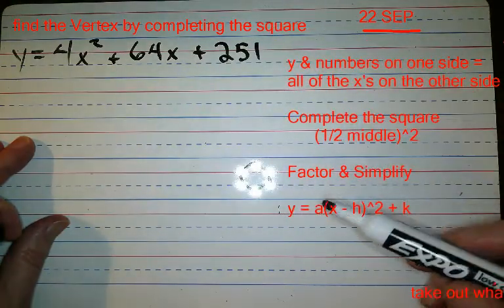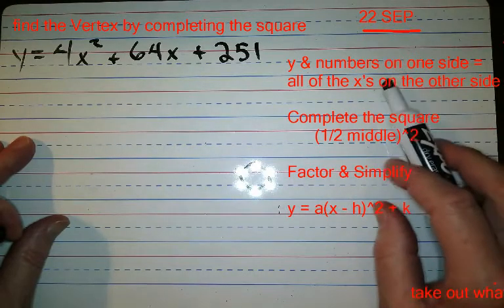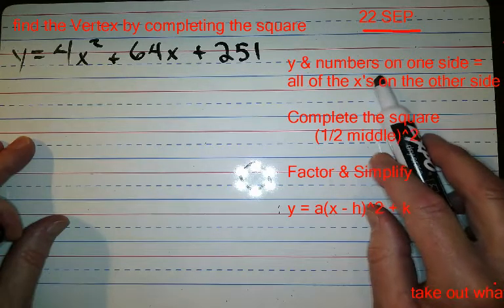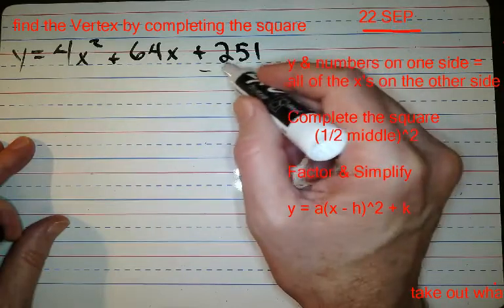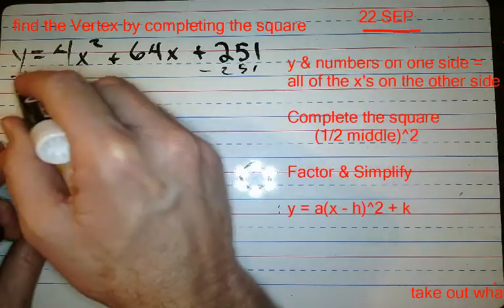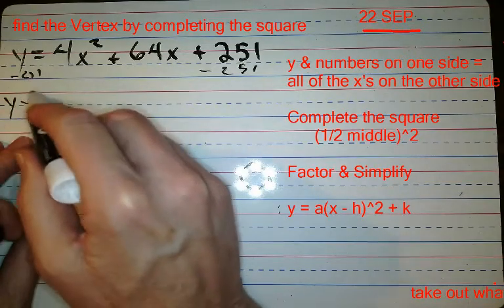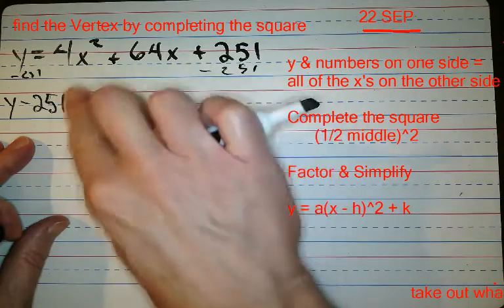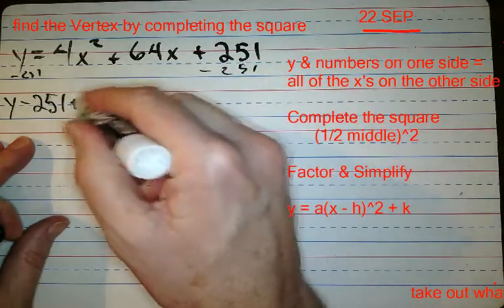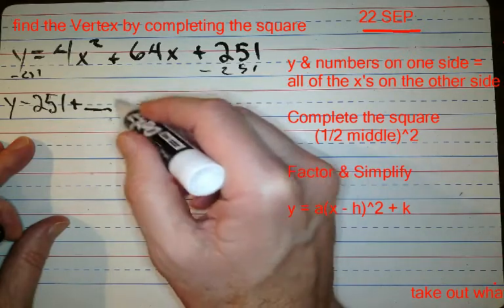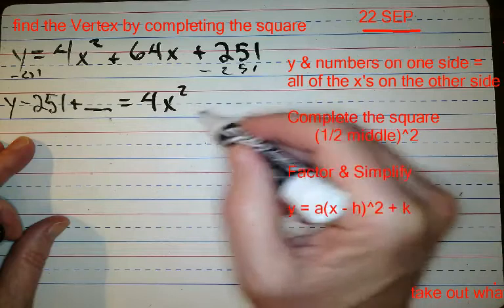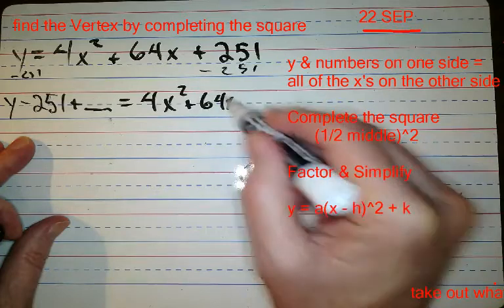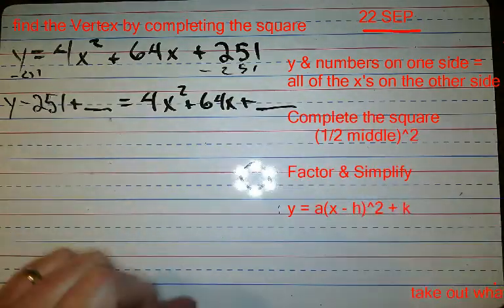Well, we start off doing it the same way we started off yesterday. The y and the numbers have to be on one side, and then all the x's have to be on the other side. So let's do that. Subtract 251. Y minus 251 equals 4, let's leave a space for our blank, equals 4x plus 64 plus something we don't know, right?